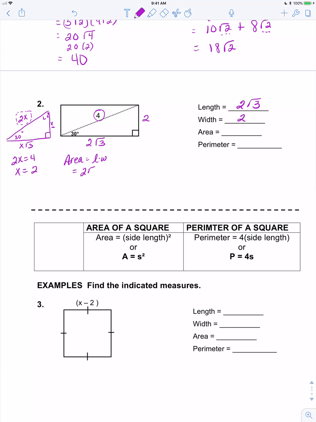Well, 2 square roots of 3 times the width, 2, is 4 square roots of 3. So the area is 4 square roots of 3.